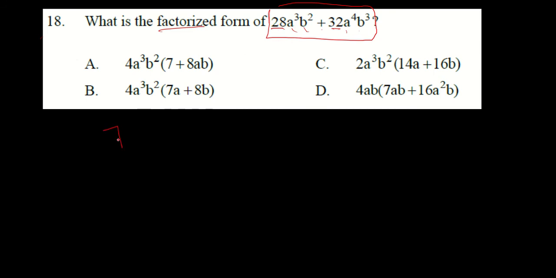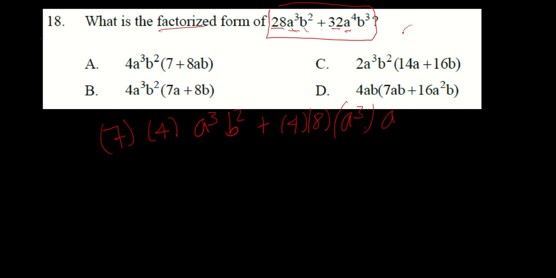28 means 7 times 4. Then there is a cube here, and there is a to the power of 4. So a cube and b square, plus, again, 32, we can write it as a product of 4 times 8. Then a to the power of 4 means we can write it as a cube times a, because a to the power of 4 means a times a times a times a. We have 4 a's, but I grouped the 3 together, because there is a cube here.